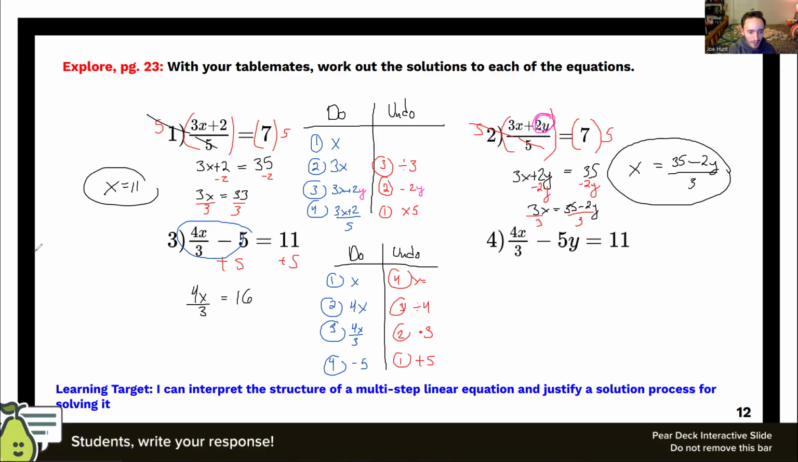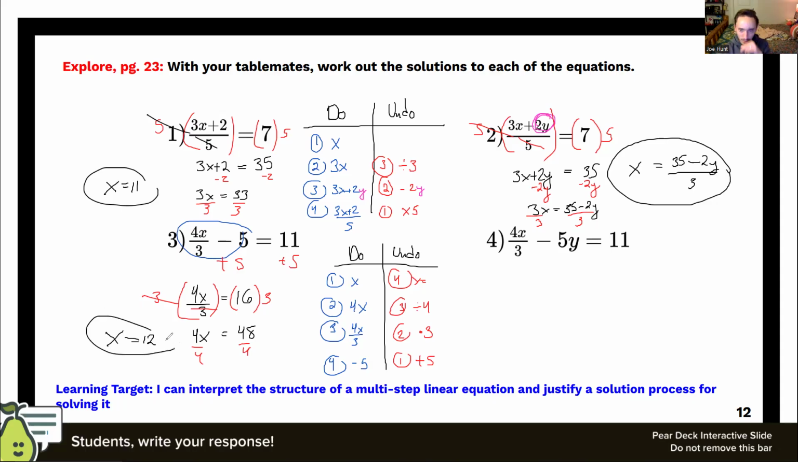So I've got 4x divided by 3 equals 16. Now I need to multiply both sides by 3. And what I'm going to notice is that that 3 divided by 3 cancels out. So now I'm left with 4x equals, I believe, 48. Now my final step is to divide the 4 off of that. And now I've got x equals 12. And that's my final answer.